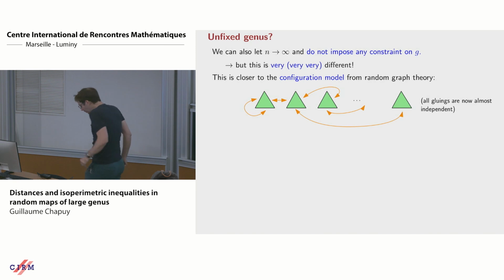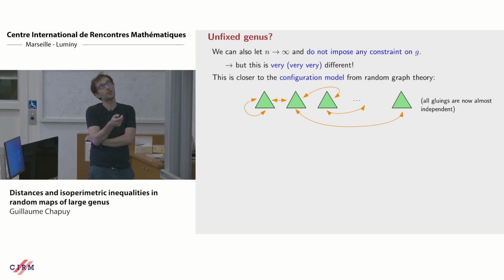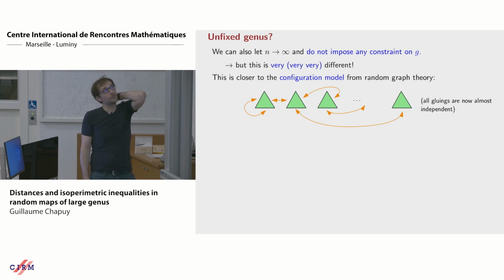So maybe I say a word also before going to high genus. It's also very natural to do maps of unfixed genus. So what you can also do is let n go to infinity, but do not impose anything on the genus. So for example, you could take 2n triangles, and you just glue the sides as you want. So this is very, very different. That's the only point I want to make.